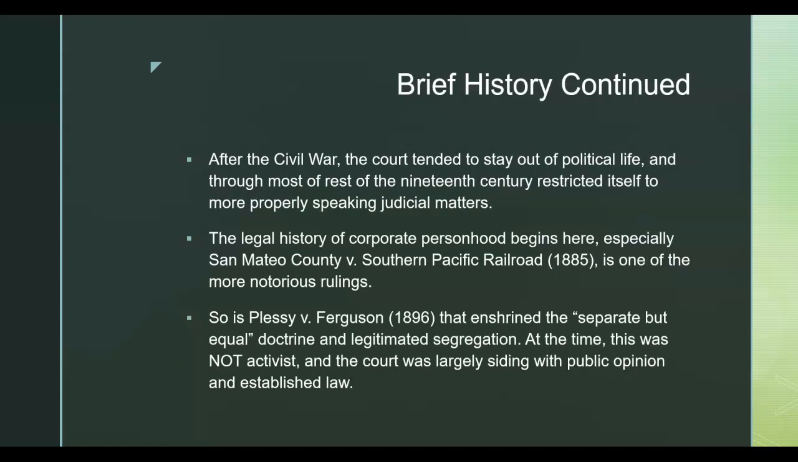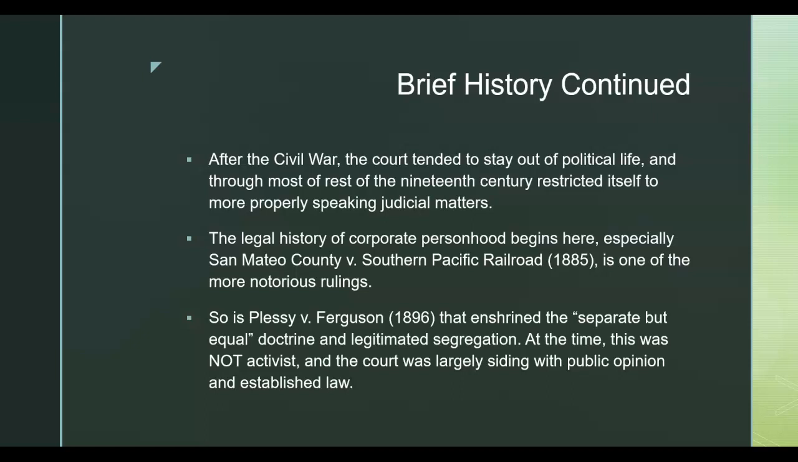After the Civil War, the court kind of retreated out of political life a little bit. The mistakes of Dred Scott weighed heavily on them. So they kept making decisions, but they stayed more in the realm of technicalities, and through most of the rest of the 19th century restricted itself to more properly judicial matters. But there is some important action happening here anyway, especially a little bit later.